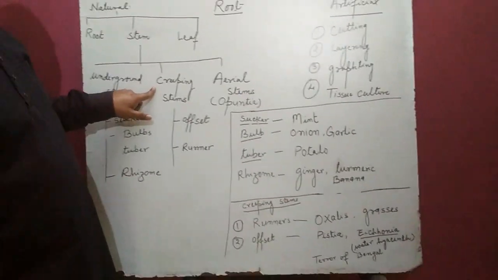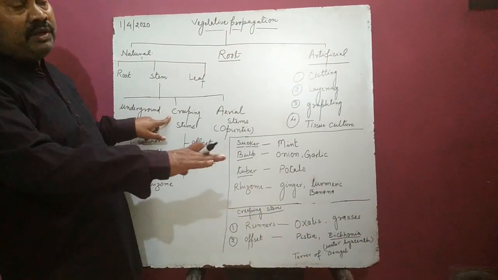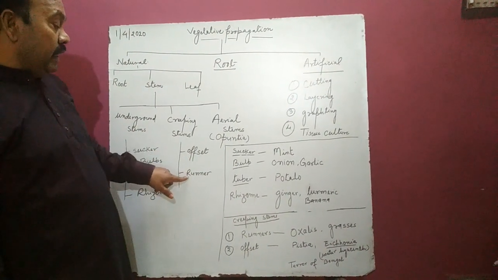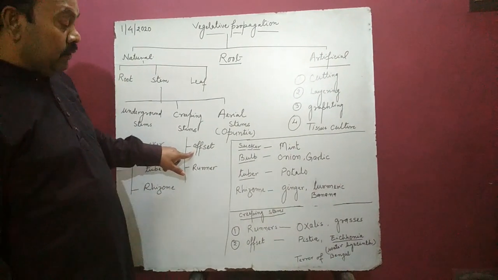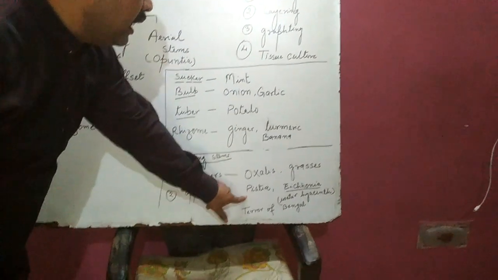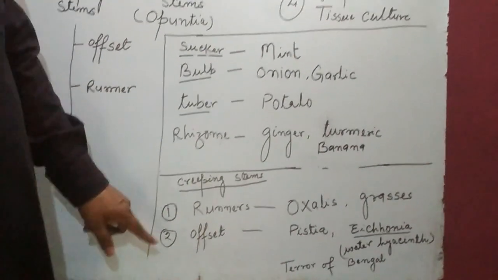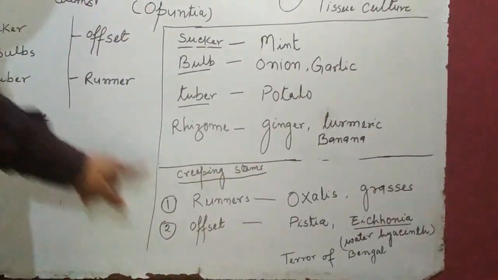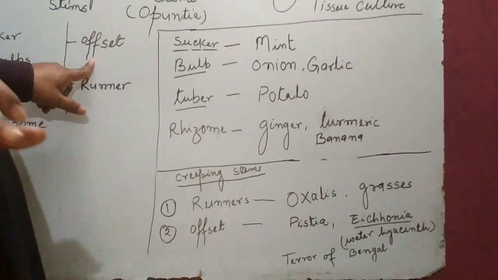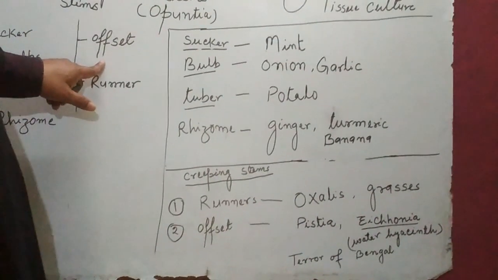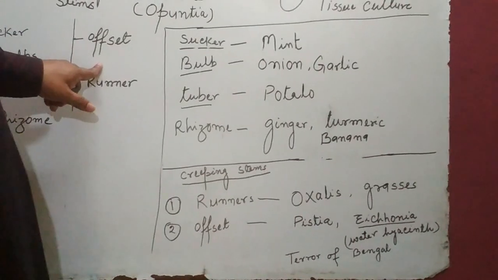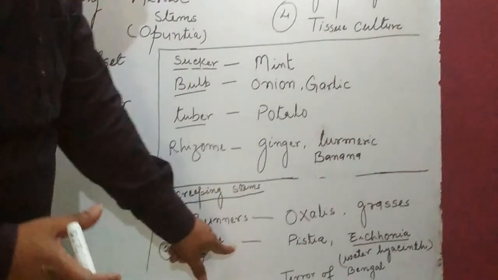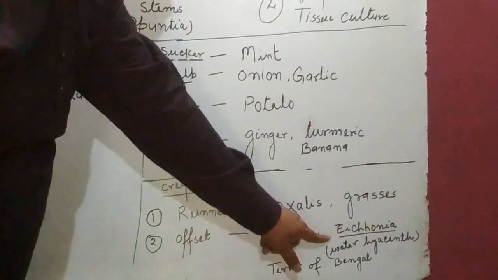Creeping stems are those stems which run on the surface of the soil. It is of two types, offset and runner. Examples of offset are pistia and eichhornia. Pistia and eichhornia are offsets because internodes develop at the nodal region, with shoot on the upper side and root on the lower side, and germinate into a new young plant.